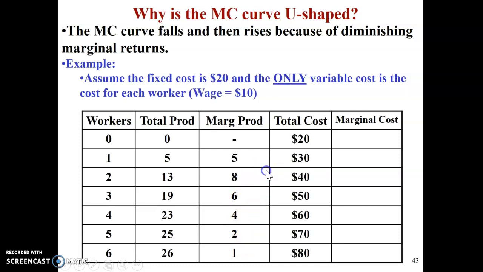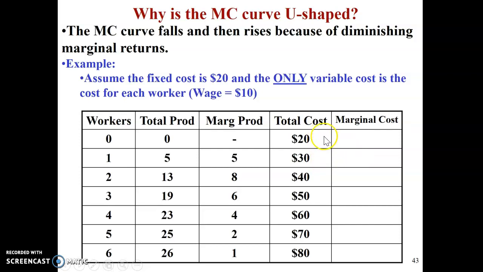What's happening on the cost side, right? Well, if I know that I have $20 of fixed cost, so I'm always going to be paying $20, okay? So my total cost is always going to be $20 plus the cost for each worker, which is $10 per worker, okay? So I have no workers, I still have to pay $20, okay? I don't really have a marginal cost for zero product, right? But for the first five products, I'm going to have a marginal cost of an additional worker, okay?